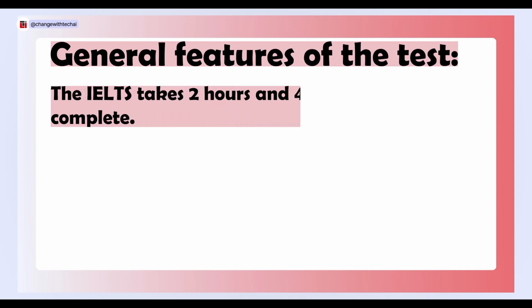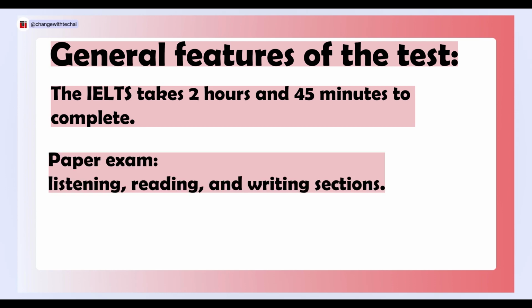Some of the general features of this test. So the full IELTS takes 2 hours and 45 minutes to complete. And that's true for the general training and the academic IELTS, but the exam is divided into two major sections. So you have the paper exam, and on the paper exam you will take the listening, reading, and writing sections. Okay, and that will all occur in one session with no breaks.